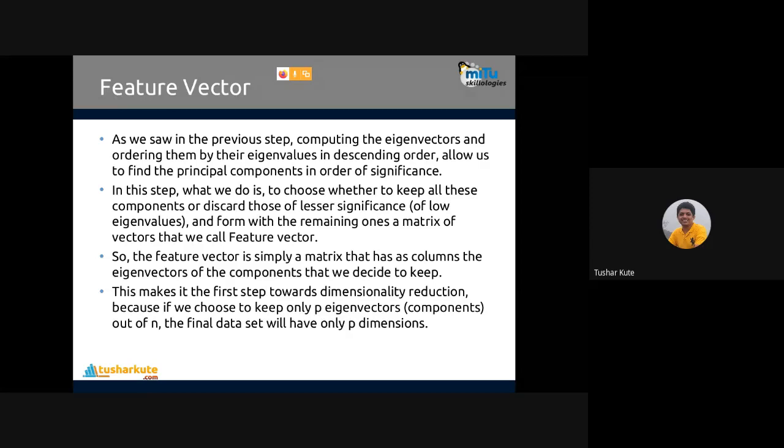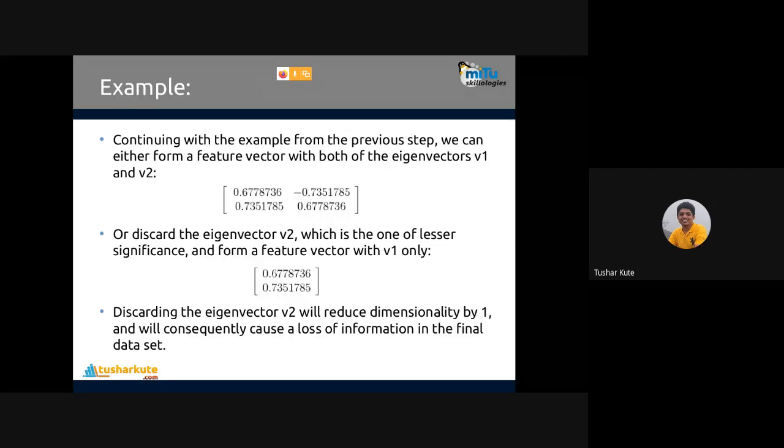This makes it the first step toward dimensionality reduction, because if we choose to keep only p eigenvectors, or components, out of n, the final data set will have only p dimensions. Generally we have n dimensions. Continuing with the example above, the feature vector for both eigenvectors v1 and v2 will be like this, a combination of them, or we can discard eigenvector v2. If you discard v2, we'll have only v1. So discarding v2 will reduce dimensionality by 1.